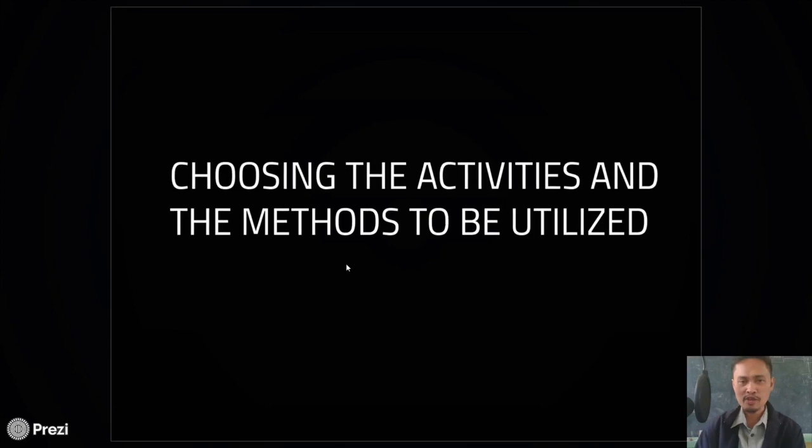Number 2, choosing the activities and the methods to be utilized. Because we are the ones who really know the needs of our students, we are also the ones to choose our activities and what methods to be utilized. Teachers should have already been introduced to the principle that we are going to use differentiated instruction. So it depends on who our students are. If they belong to a homogeneous class wherein they are fast learners, then you are going to use this method for the fast learners. And for the slow learners, we will also use a different method. That's why it's called differentiated instruction.